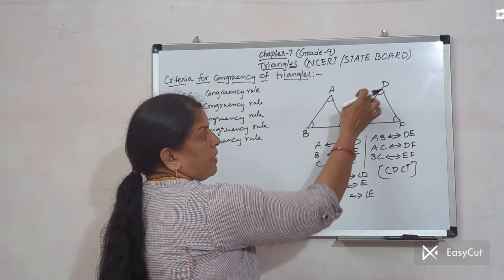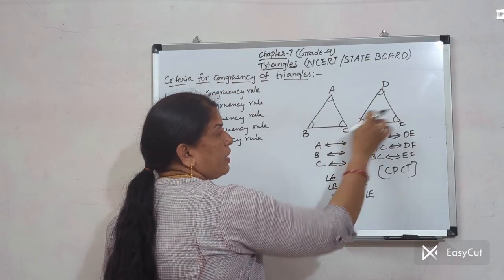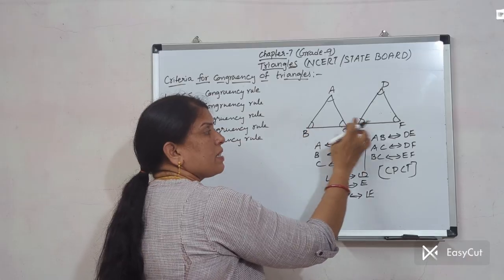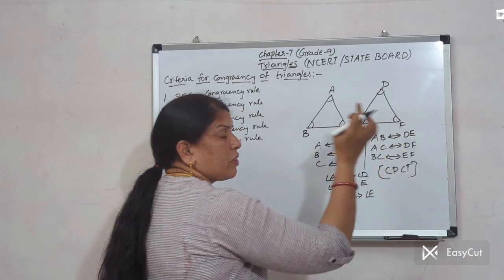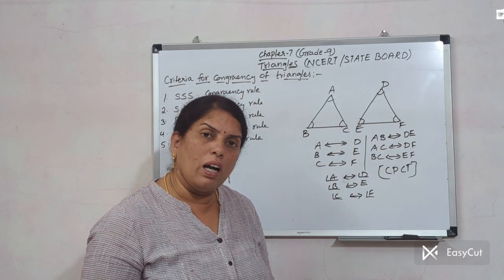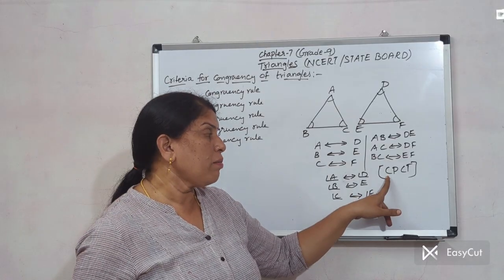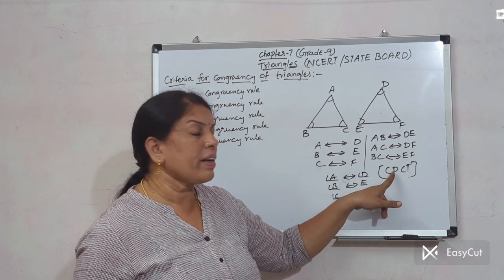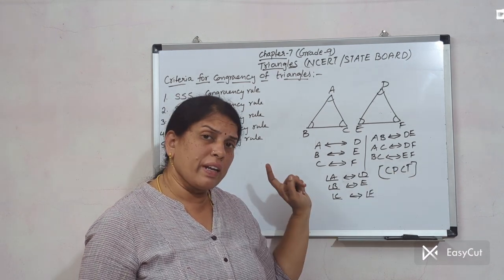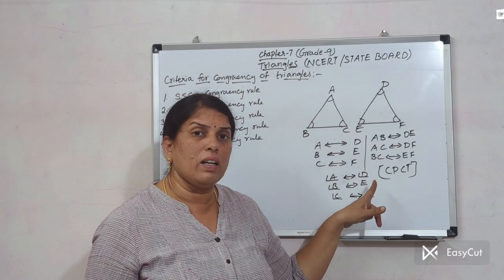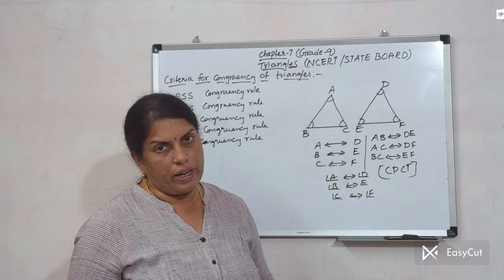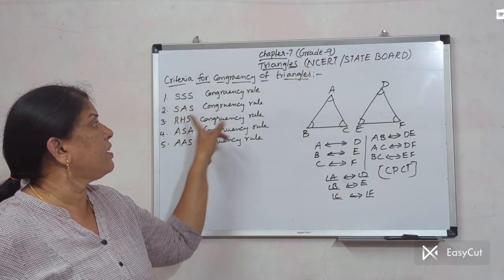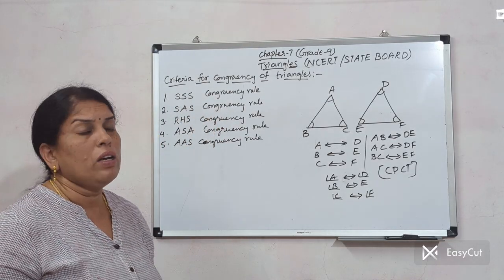That means AB will be equal to DE, AC will be equal to DF, BC is equal to EF, angle A will be equal to angle D, angle B is equal to angle E, and angle C is equal to angle F. What is this rule called? This is the CPCT rule. C means corresponding, P means parts of congruent triangles. Corresponding parts of congruent triangles are equal when the two triangles are congruent.